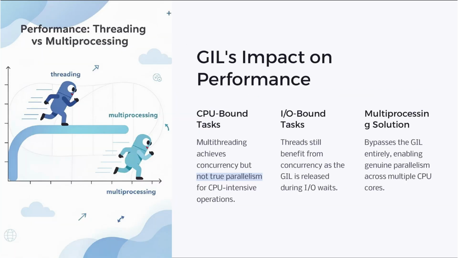The Global Interpreter Lock, GIL, limits Python's multithreading for CPU-bound tasks, achieving concurrency but not true parallelism. However, I/O-bound tasks benefit as the Global Interpreter Lock is released during I/O waits. Multiprocessing offers a solution by bypassing the Global Interpreter Lock, allowing genuine parallelism across multiple CPU cores.